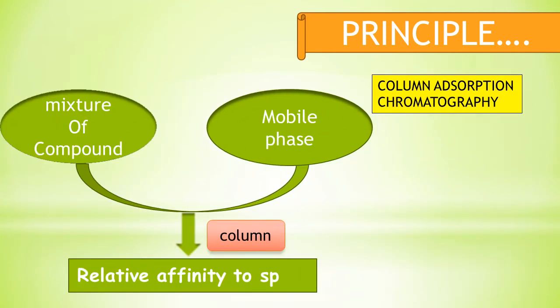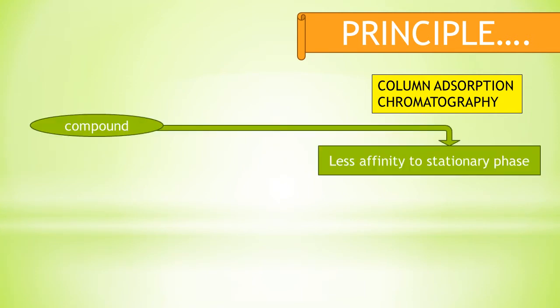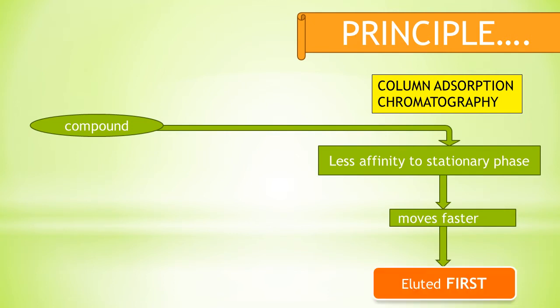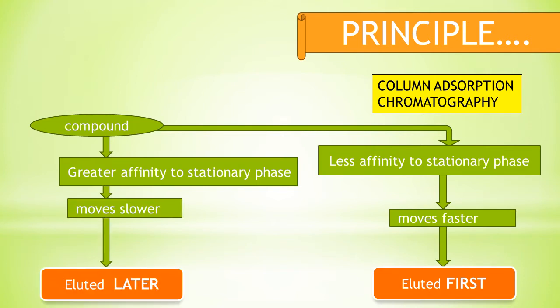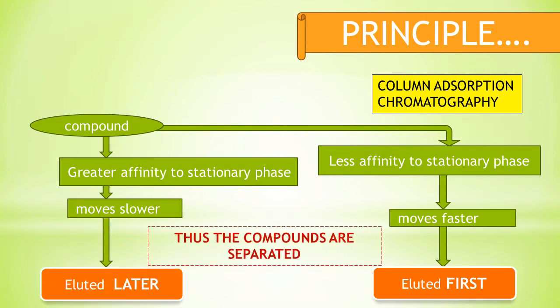When a mixture of compounds dissolved in the mobile phase is passed through a column of stationary phase, the compounds move based on their relative affinity to the stationary phase. That is, the compound which has less affinity to the stationary phase moves faster and is eluted first, and the compound which has greater affinity to the stationary phase moves slower and is eluted later. Thus, the compounds are separated.